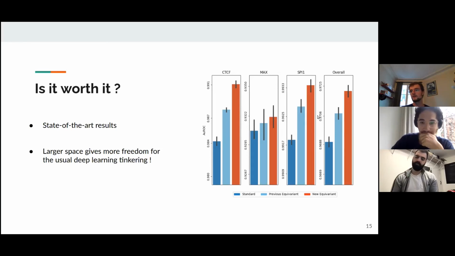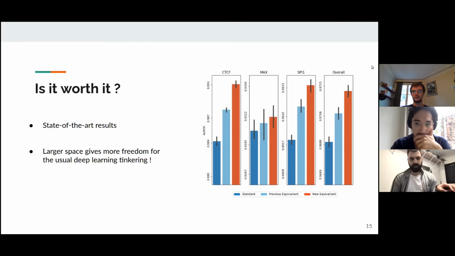So when you look overall, this is the performance on binding profile prediction, the task that we mentioned early in the talk. The gap that we got compared to the former best equivariant method is approximately the same as the one that they had when using equivariance. So this is non-equivariant networks, this is one equivariant network, and this is the best equivariant network in the family.